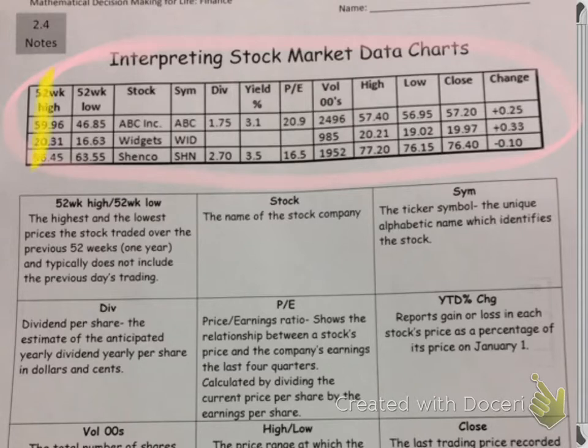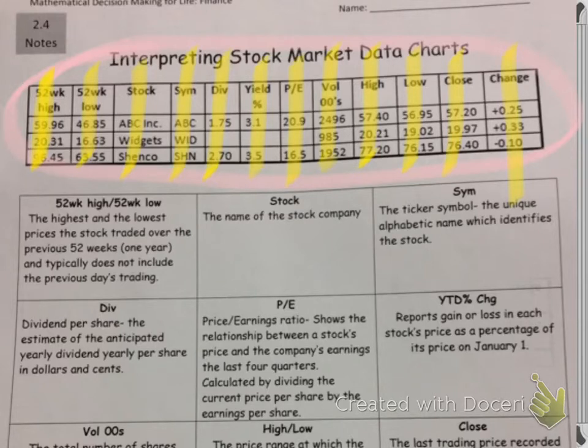So here's our 52-week high, 52-week low, the stock's name, its symbol, dividend, yield, price per earnings ratio, volumes in hundreds, the high, the low, the close, and the change. So what we need to know is what those numbers and stuff actually mean. So here's the definitions for each one of these.